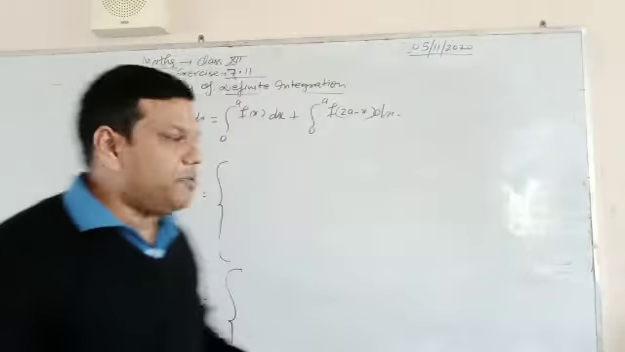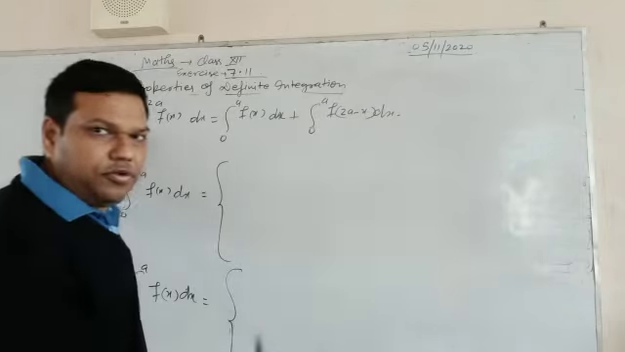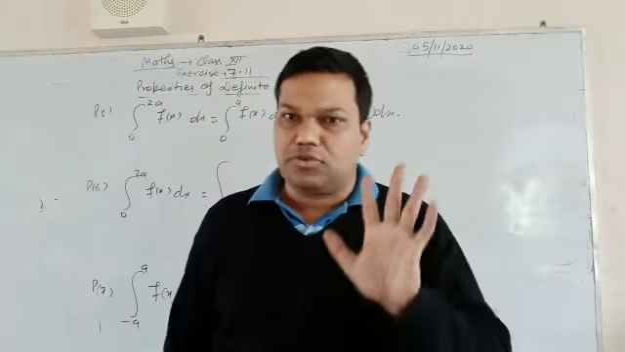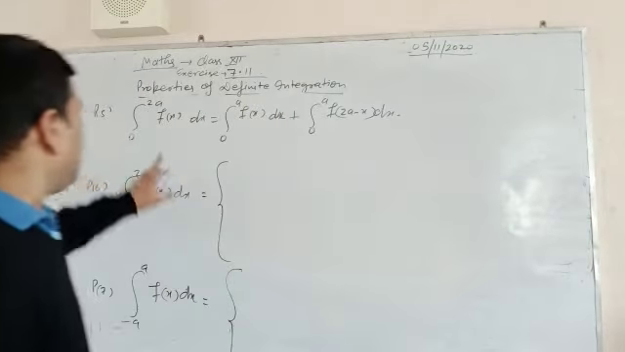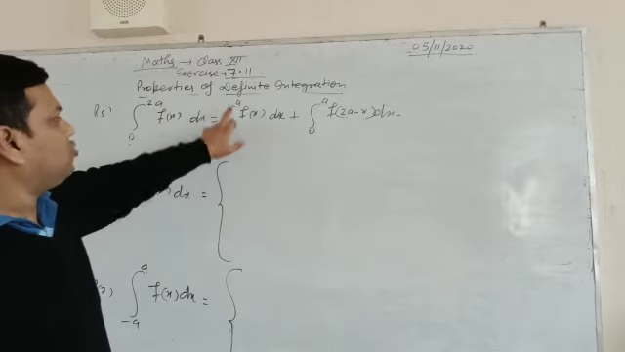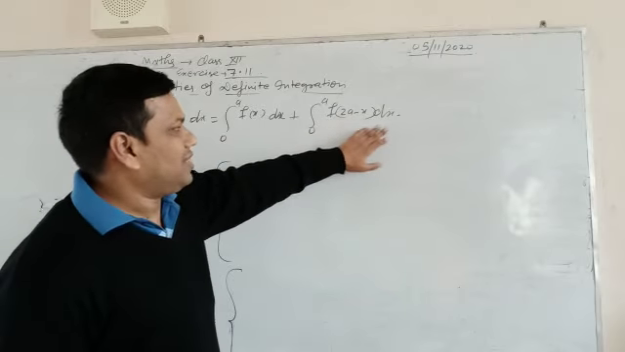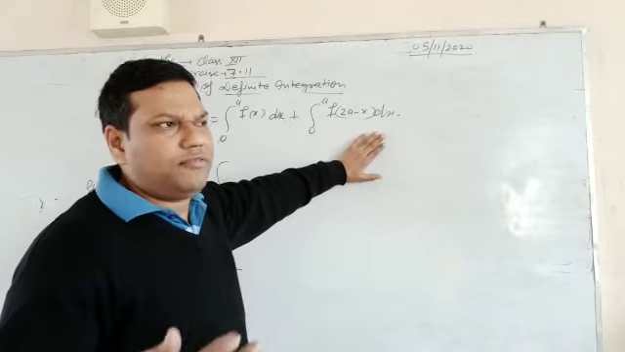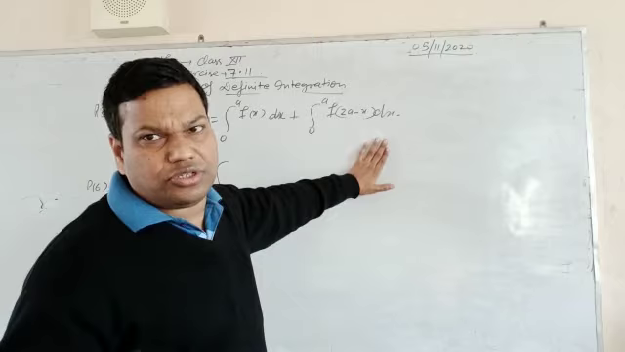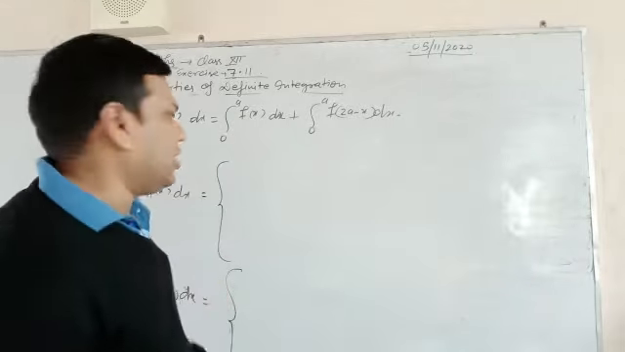So guys, the remaining properties are, the fifth one. We have already done the first four, P0 to P4, that means the total number of properties is 5. Now the fifth one: integral from 0 to 2a of f(x) dx can be written as integral from 0 to a of f(x) dx plus integral from 0 to a of f(2a minus x) dx. If you write this 2 to 3 times again and again and use it in the questions later on in the exercise, you will remember it for a long time.